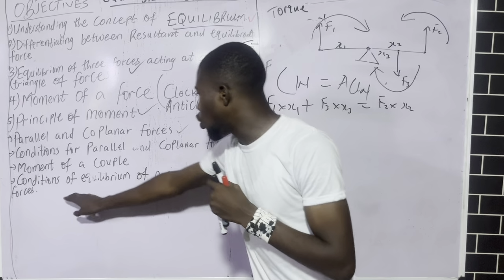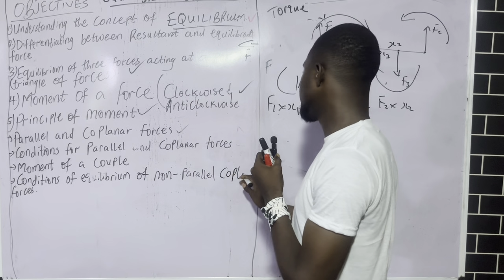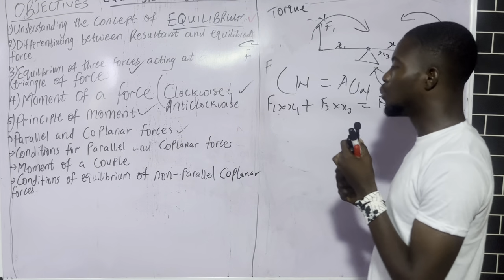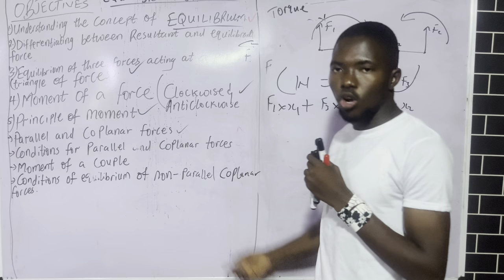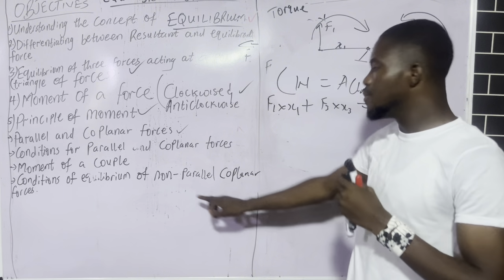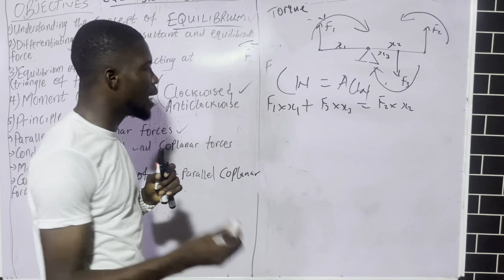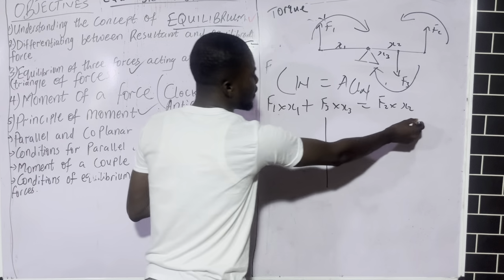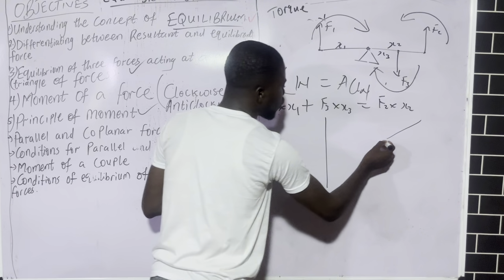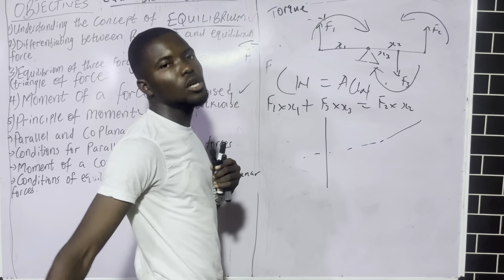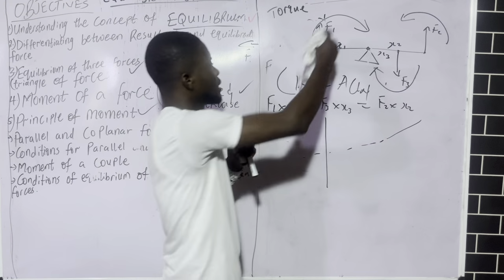Now let's move to conditions of equilibrium of non-parallel coplanar forces. I didn't write that, sorry. Non-parallel coplanar. We already understood what parallel and coplanar mean. Let me just explain non-parallel. Non-parallel means their lines of action meet. They are not parallel lines. So if I have a line like this and another one like this, are they parallel lines? No. Because if I draw this one continuously, at a point it will meet with this line. So they are non-parallel.